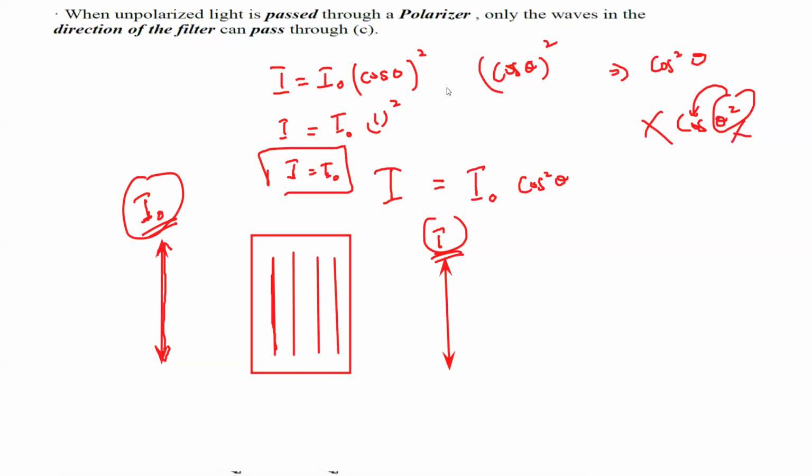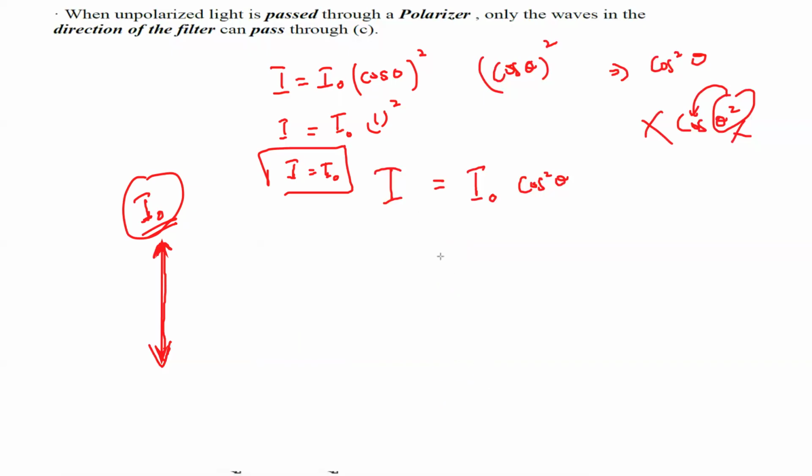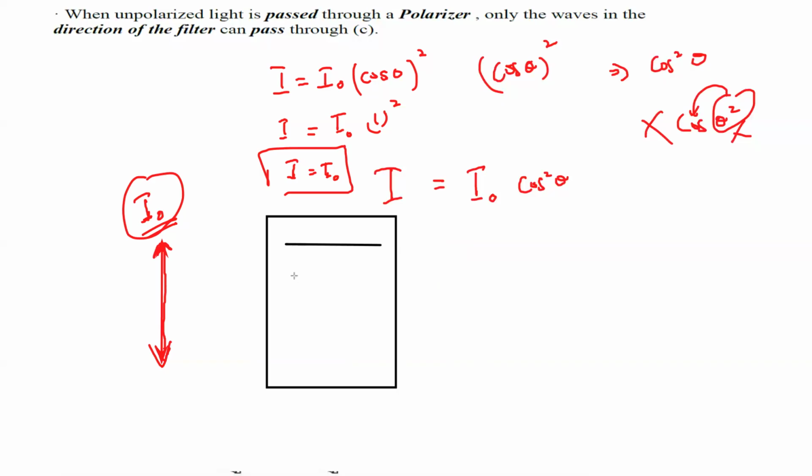Yes, when the plane of the polarizing filter and the polarized light are parallel, or the angle is zero, in that case we have the maximum. But when it is perpendicular, say this is a polarizing filter whose plane is horizontal and the incident light is vertical. So what is the angle between them? The angle theta between them is 90 degrees.